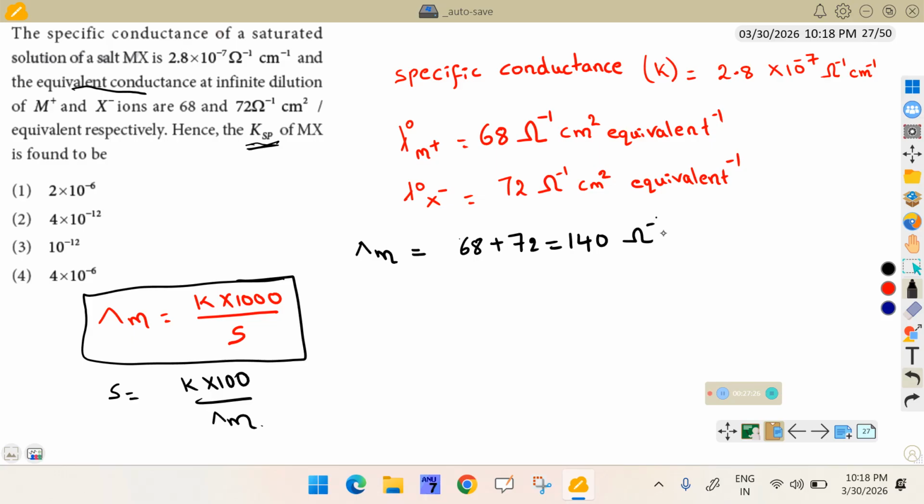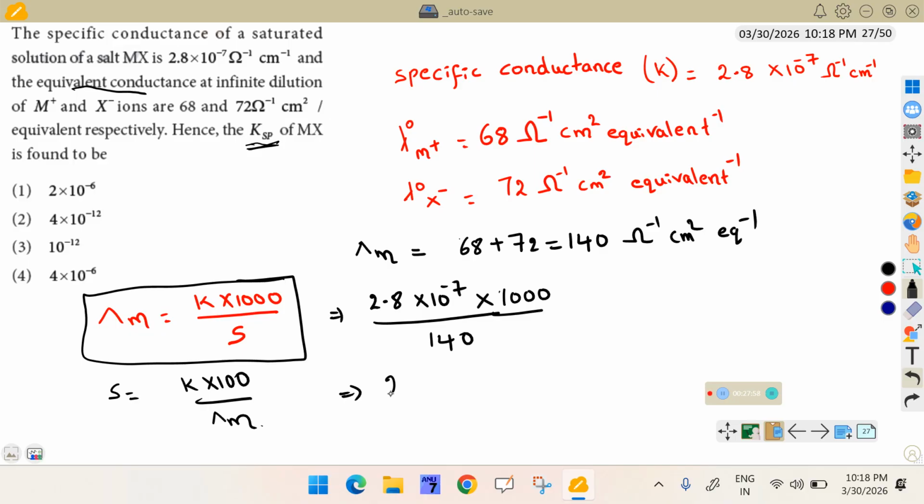Ohm inverse centimeter square equivalent inverse. Substitute in this formula: 2.8 into 10 power minus 7 into 140 divided by cap M, sorry, into 1000 divided by 140. Then simplify, you will get solubility is 2 into 10 power minus 6. This is the solubility value.